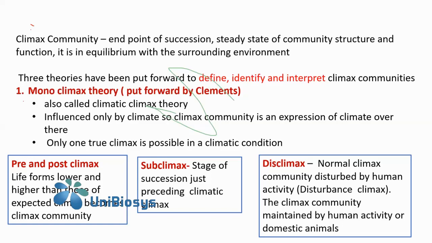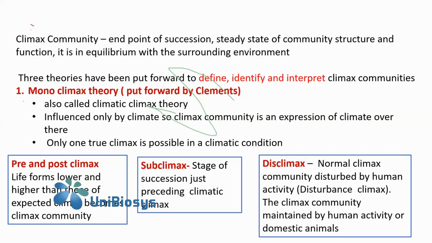The names are easy to learn. You should not feel like what is this: it's monoclimax, only one climax. Polyclimax: poly means many, isn't it? I will come to the description of that term. And next is climax pattern theory. There is a pattern, they are saying. So this is all about the theories.